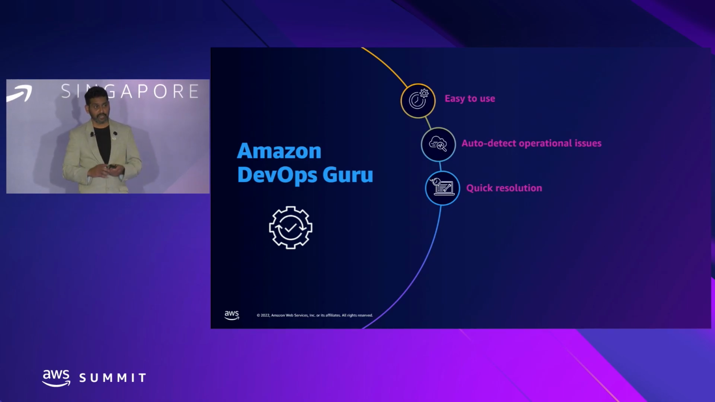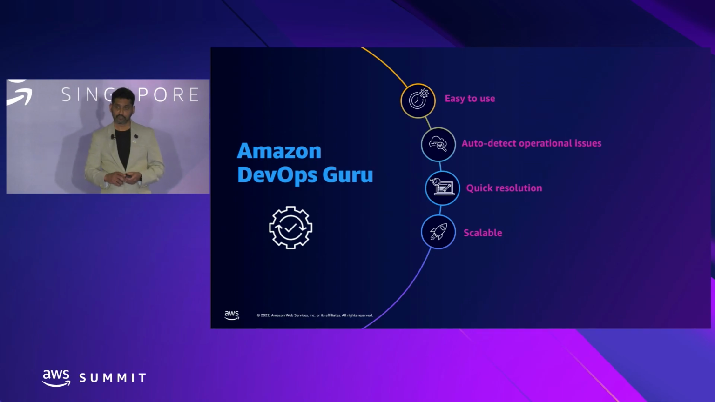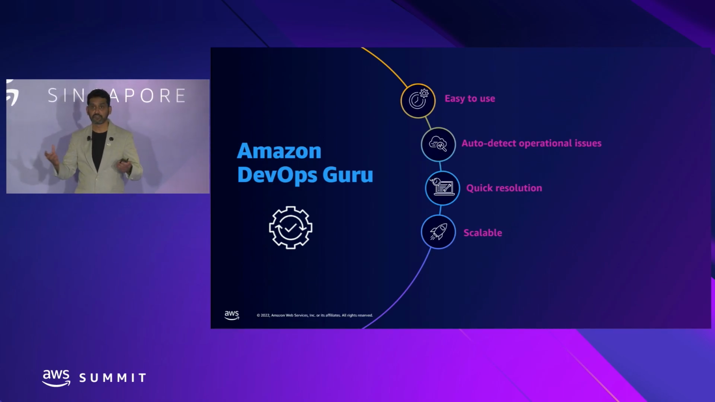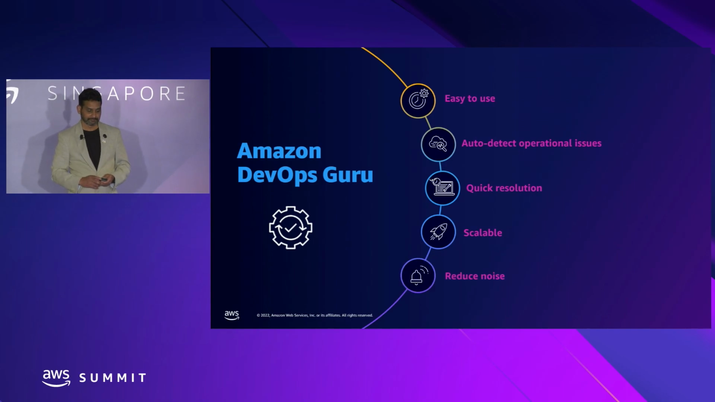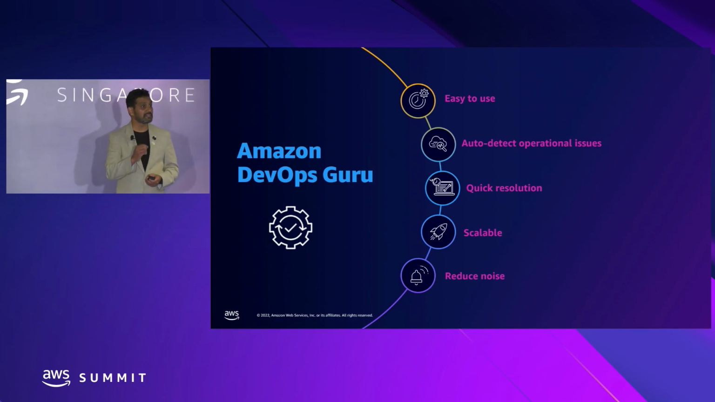And DevOps Guru helps you reduce your resolution time by providing a single console dashboard where you can visualize and search anomalies in your operational data. When you add new resources, it automatically starts ingesting data from those new resources, and scaling is automatic. There is no configuration required. And DevOps Guru reduces that noise and surfaces the signal by correlating and grouping related anomalies with detailed insights to provide a quicker MTTR, which is mean time to repair.